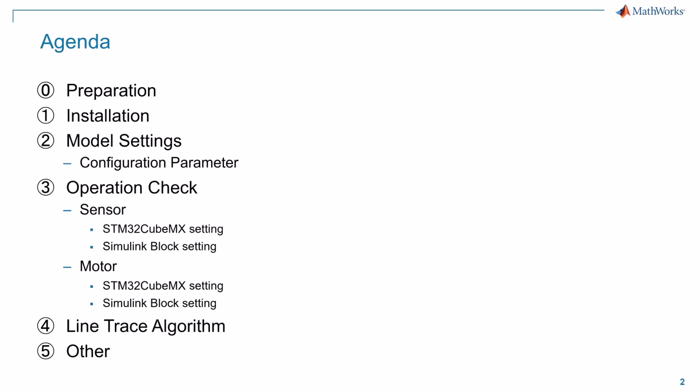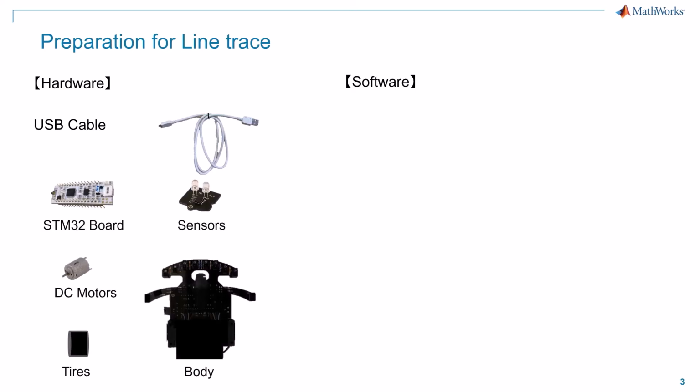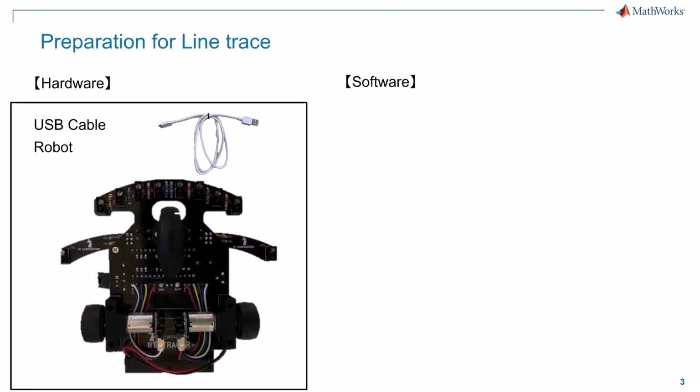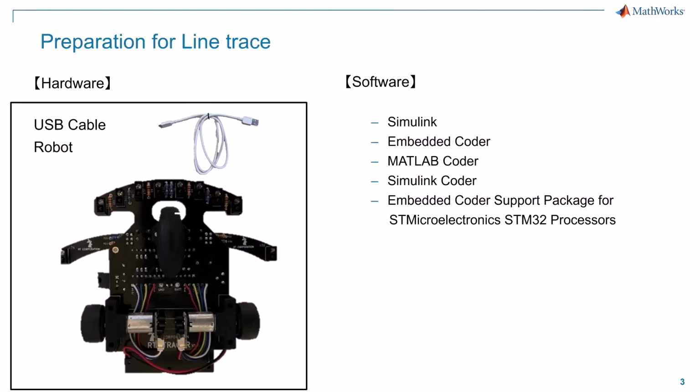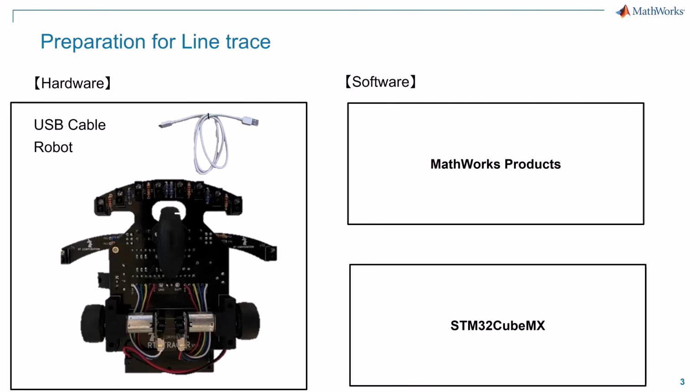First, let's look at the required items. For hardware, we will need a USB cable, STM32 board, DC motor, tires, sensors, and the robot body. Once assembled, this will form the complete robot. For software, we will need Simulink, Embedded Coder, MATLAB Coder, Simulink Coder, and the STM32 hardware support package. In short, we will use the MathWorks products with STM32 software.